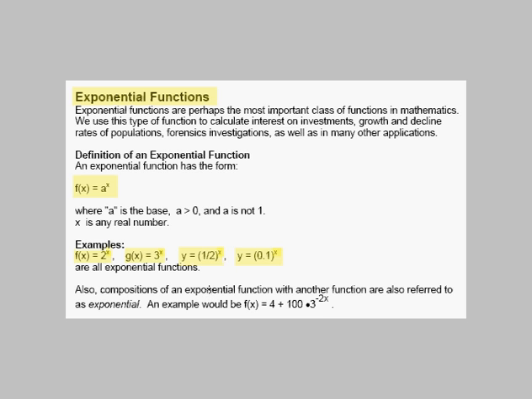We can also have compositions of exponential functions. Here in this example, we have the exponential function 3 to the negative 2x. We're multiplying that by 100, and then we're adding 4 to it. So we have the function 4 plus 100 times 3 to the negative 2x. We also refer to this as an exponential function or perhaps an exponential type function.